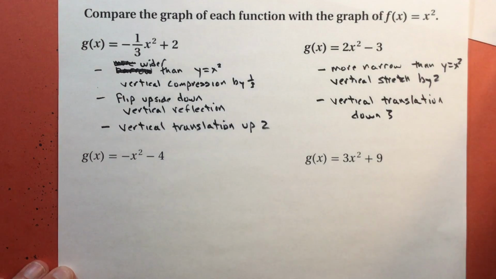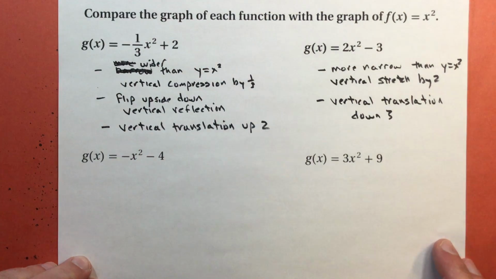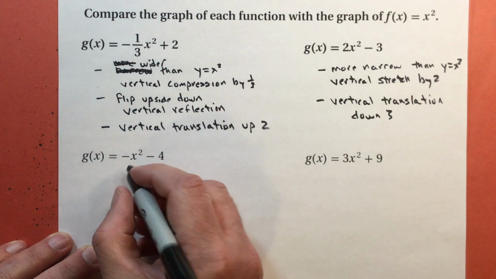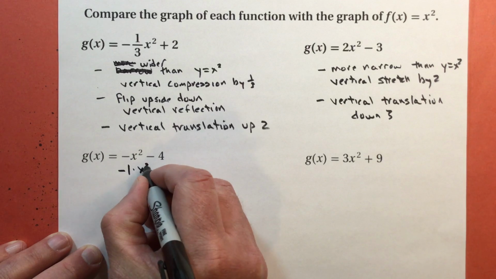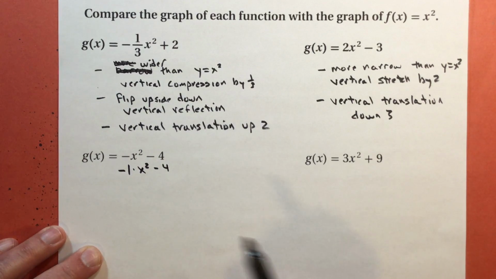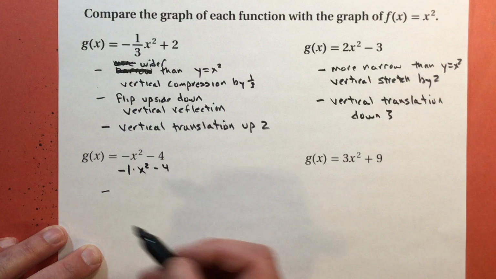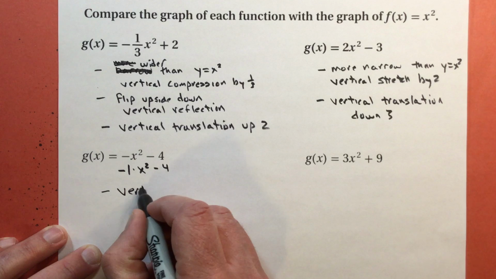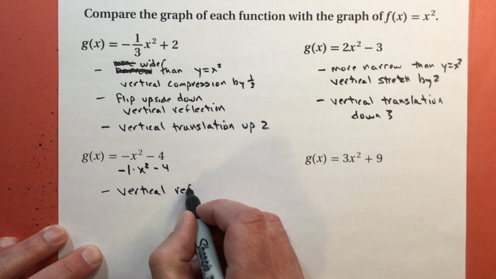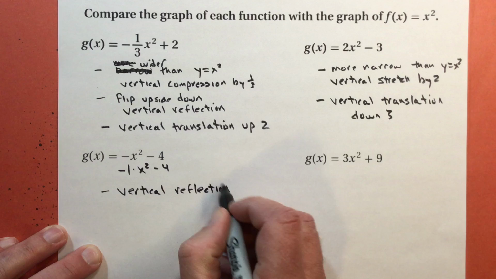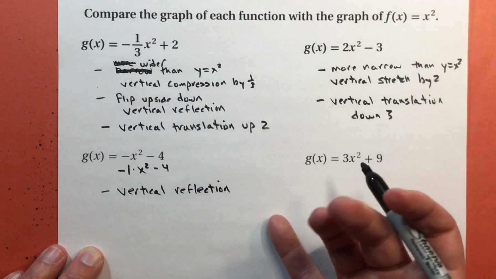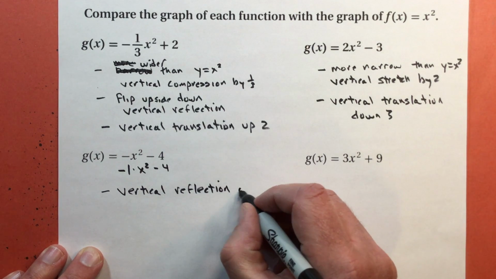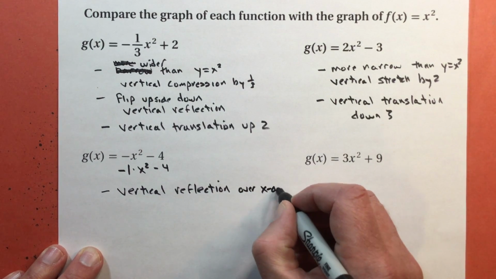The next problem, let me clean up my workspace here. So the first thing is this negative. This is -1 times x squared, subtract 4. So the negative only takes care of the reflection, right? So I have a vertical reflection, and that vertical reflection goes from a smiley face to a frowny face, so it's going to be upside down. And actually the mirror is over the x-axis.